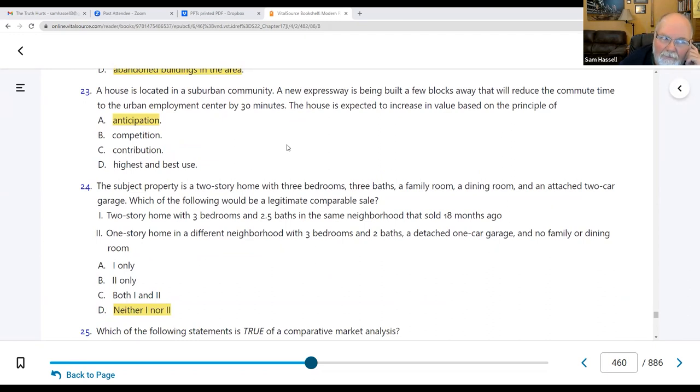Number 23, a house is located in a suburban community. A new expressway is built a few blocks away that will reduce the commute time to the urban employment center by 30 minutes. The house is expected to increase in value based on the principle of anticipation, right? We're waiting for something to happen. This is good news. Okay. So that house is worth a little more now because of the good news coming.